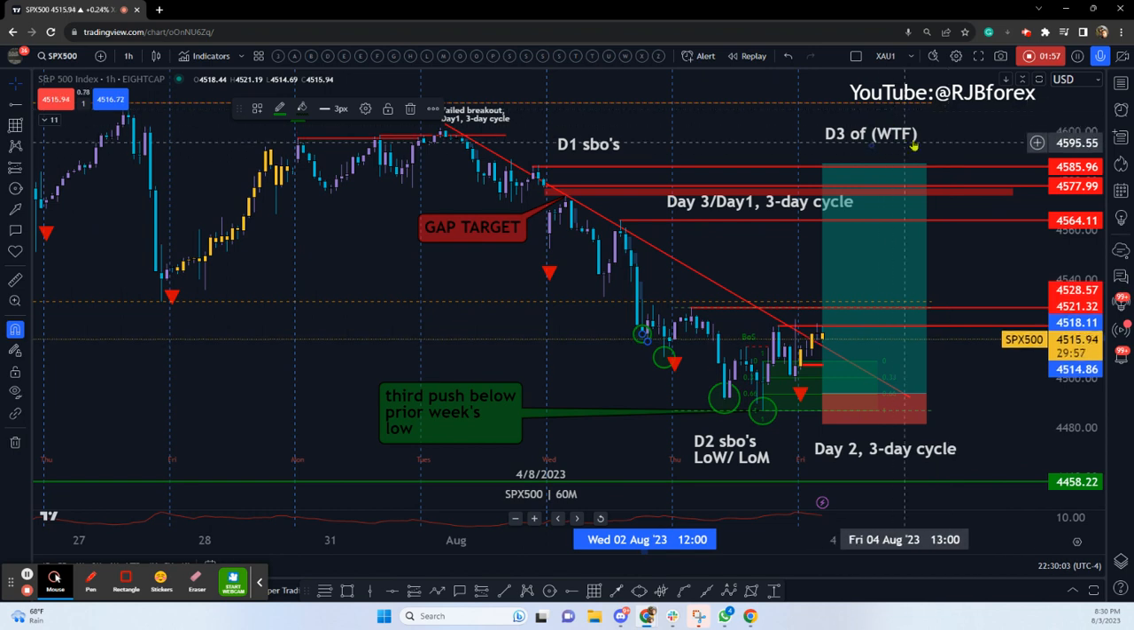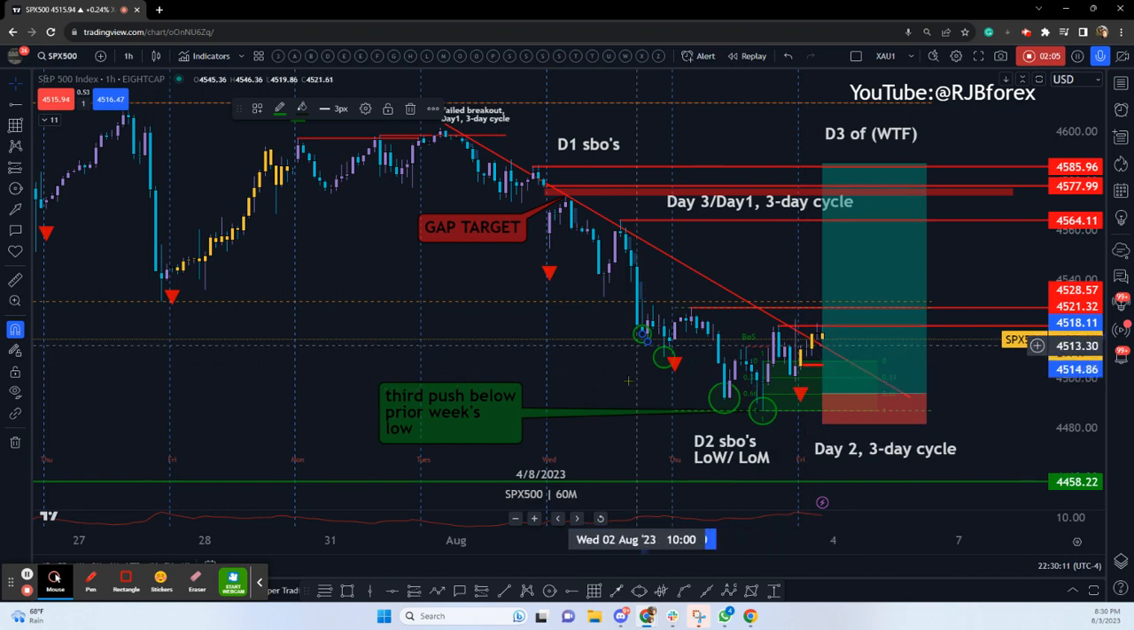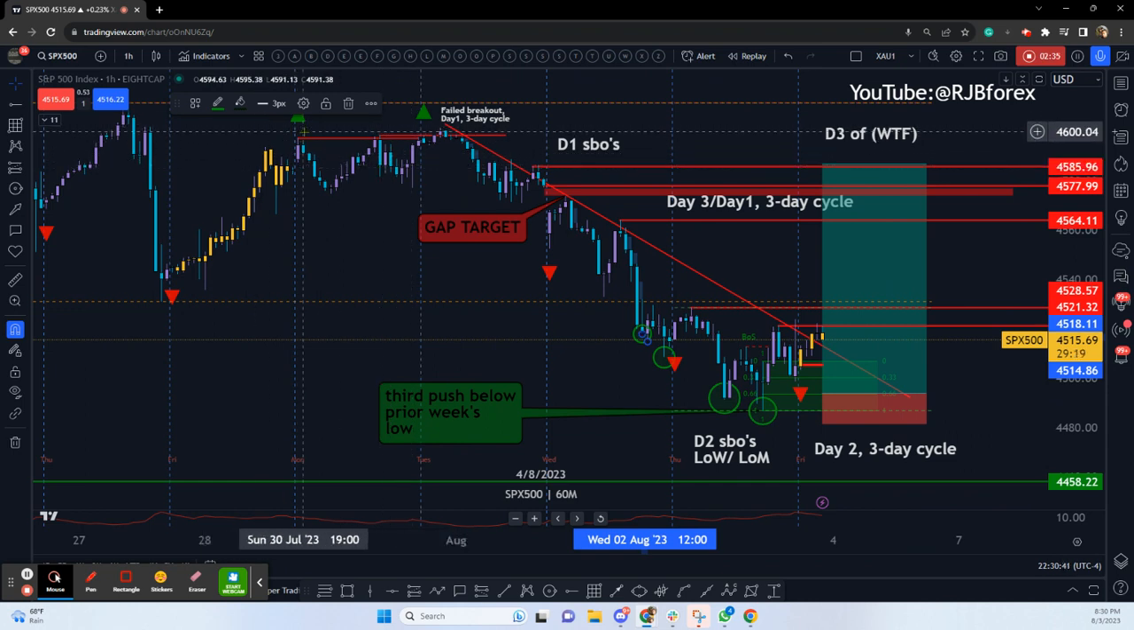That doesn't stand for what you think it does. That is Wednesday, Thursday, Friday. So we've got Wednesday, Thursday, Friday. We're in the third day of that new 3-day cycle, the second half of the week. We're day 2 of the 3-day cycle, because that was day 3 of the 3-day cycle, which started when we failed up high. So that breakout failed. We subsequently came back inside and closed lower than Monday.